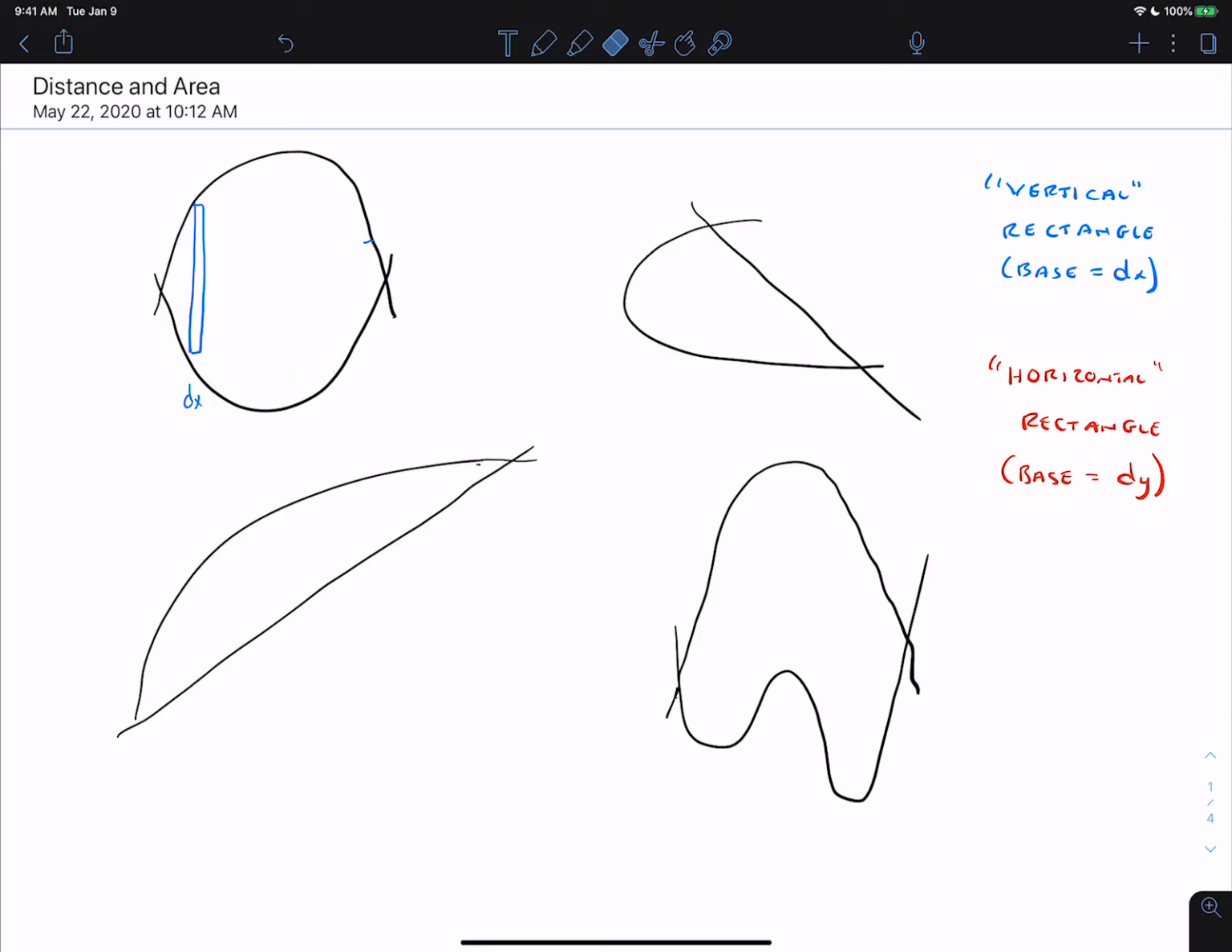So what I'd like you to do is pause the video and look at the next three regions and draw in rectangles on those and determine which one is preferable, if any. So is it better to use a vertical rectangle with base dx? Is it better to use a horizontal rectangle with base dy? Does it matter? So is it possible to just use both? Or would neither one work that well, in which case we'd have to use two or more representative rectangles no matter what. So pause the video, see what you think on those next three, and then check it with me in just a couple minutes.